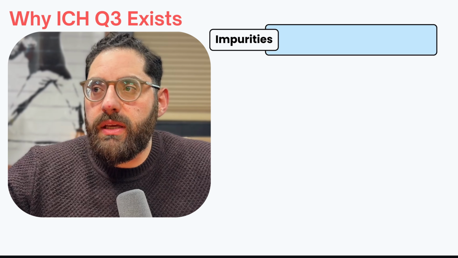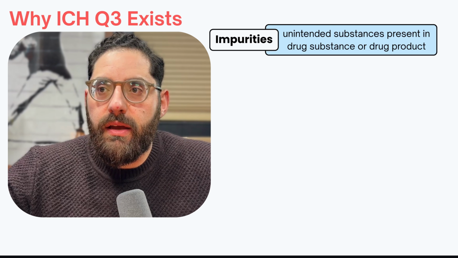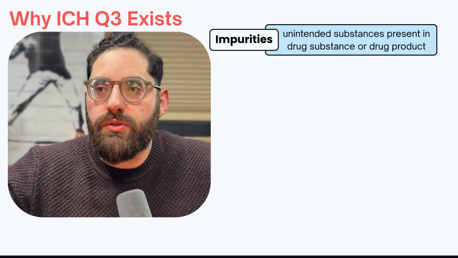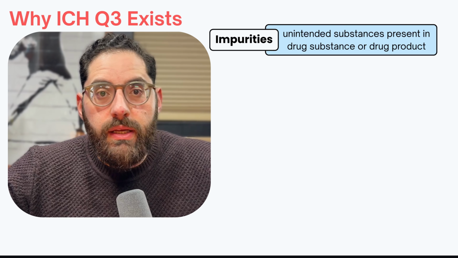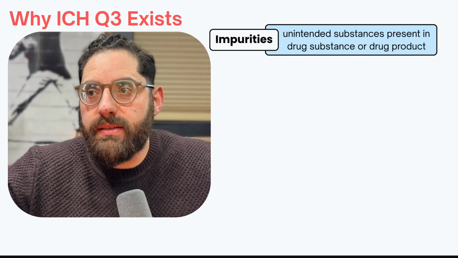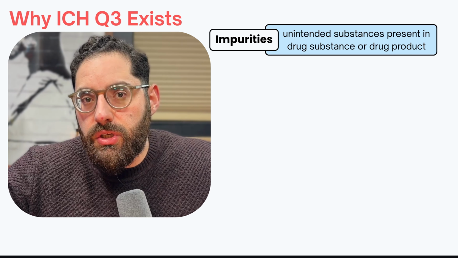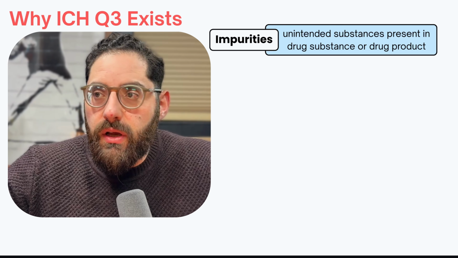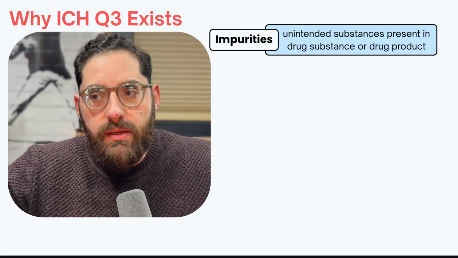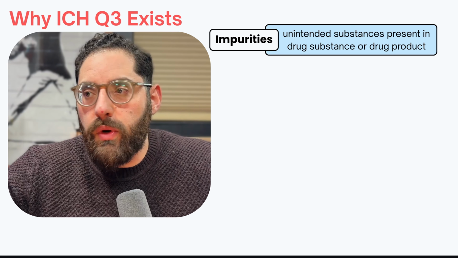So at its core, ICH-Q3 is about impurities, and impurities are the unintended substances that become present in a drug substance or a drug product. These are not your active ingredient. They're not your excipients that are there by design. They're essentially things that show up in your drug substance or drug product as a result of making products in the real world.